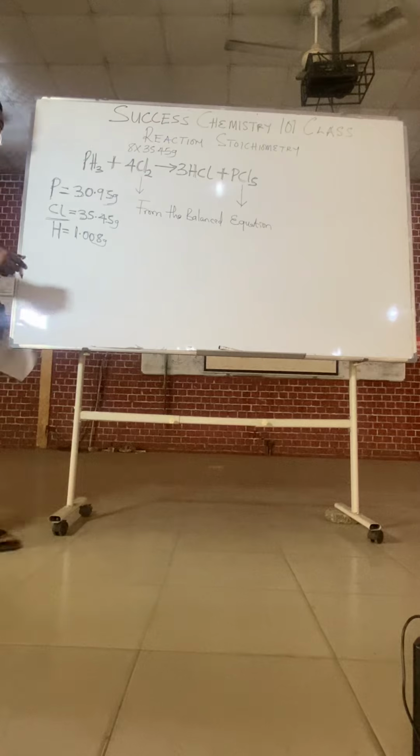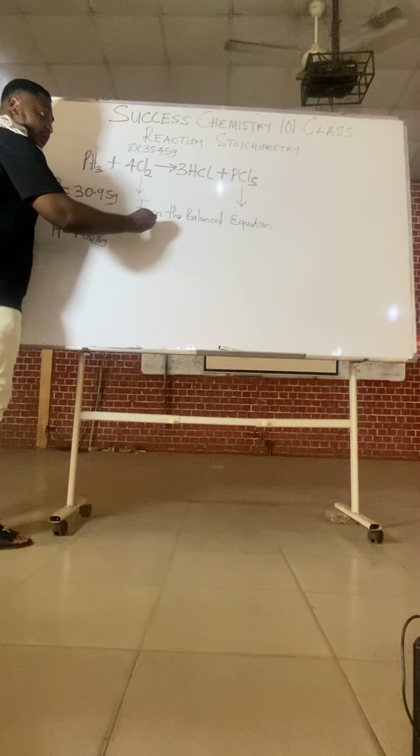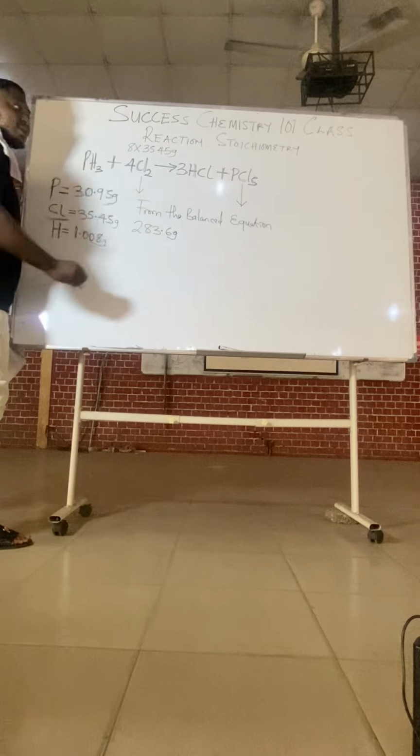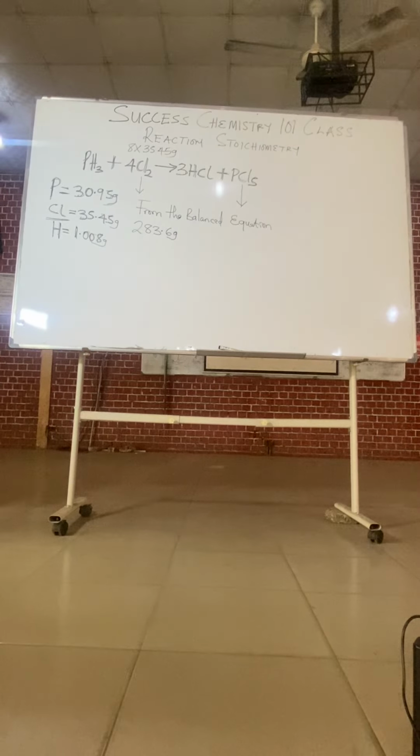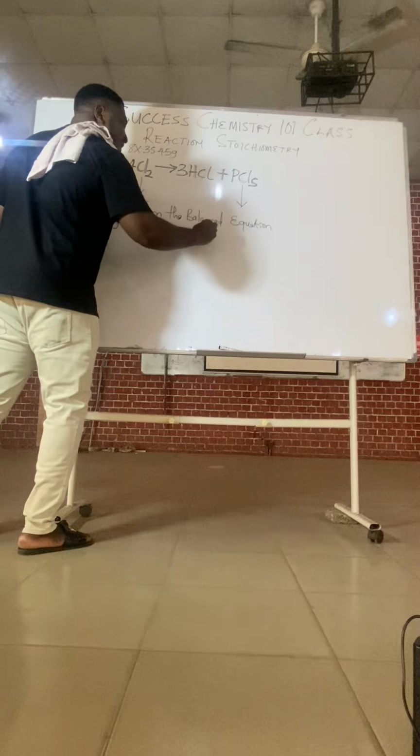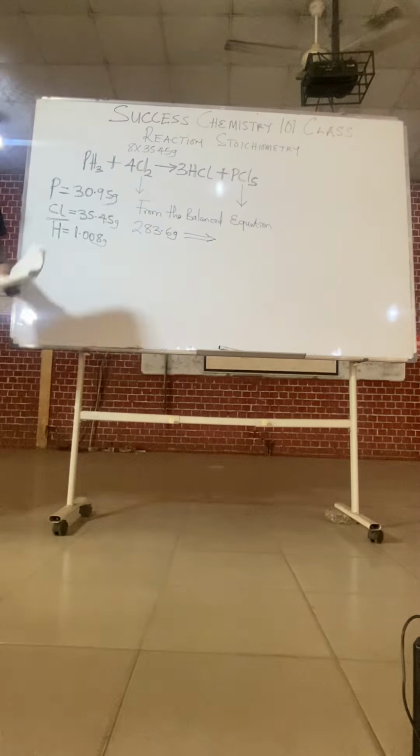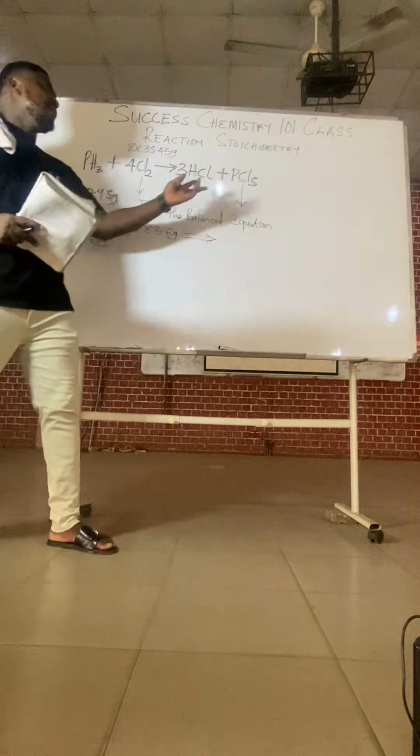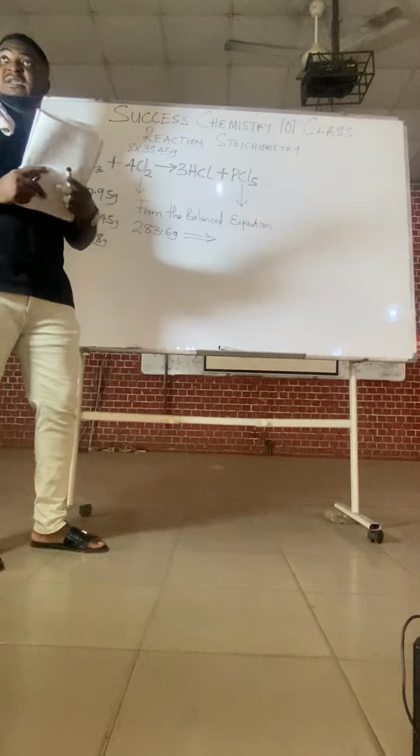What's the answer? 283.6 grams. So from the balanced equation, we have 283.6 grams of chlorine gave what mass of PCl5? Let's find the mass of PCl5 from the balanced equation.